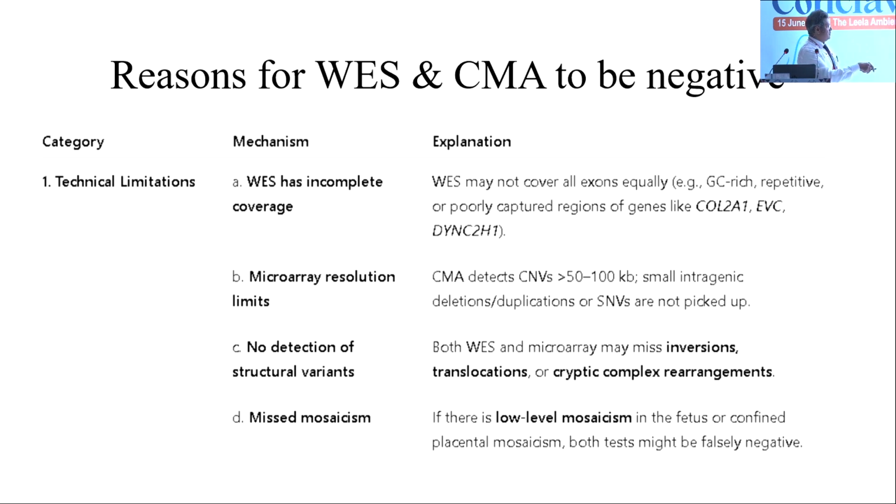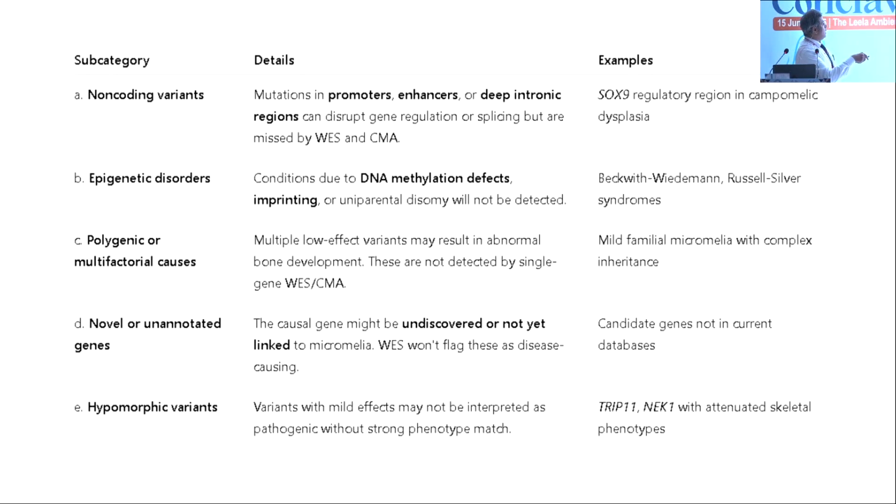So meaning thereby that WES and microarray would miss inversions, they will not pick up translocations, and we have identified that cryptic and complex translocations in the chromosomes are also there, right? And mosaicism, definitely the mosaicism would also get missed. So meaning thereby that there could be something going on in the promoters and the enhancers and deep intronic areas which the WES is not going to pick up. So we'll miss on this.